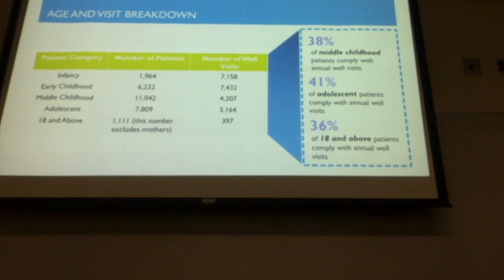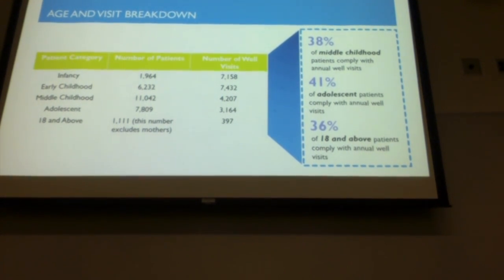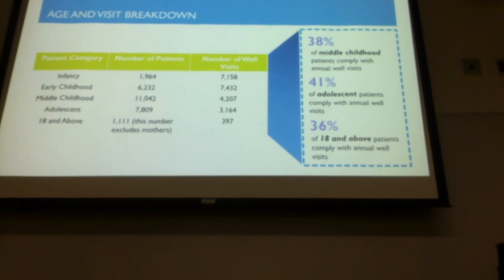Thanks, Amanda. So in order to look at the age breakdown to analyze patient retention, we first started by looking at the total number of patients broken down by the different categories, which Darren specified: infancy being under 1, early childhood being 1 to 4, middle childhood being 5 to 10, and adolescent being 11 to 17. And then we've also broken out 18 and above.